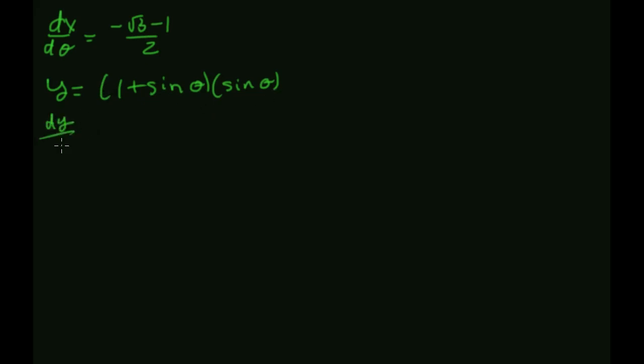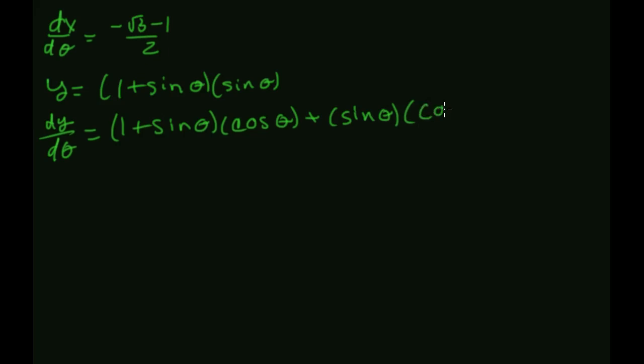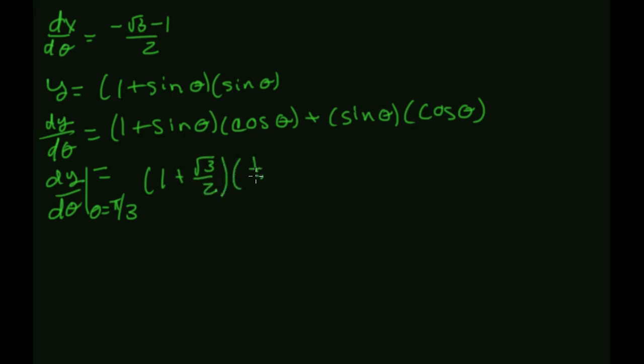So dy d theta works out to be first times the derivative of the second plus the second times the derivative of the first. So dy d theta when theta is pi over 3: that's 1 plus sine of pi over 3, which should be root 3 over 2, times cosine of pi over 3, which is 1/2, plus root 3 over 2 times a half.